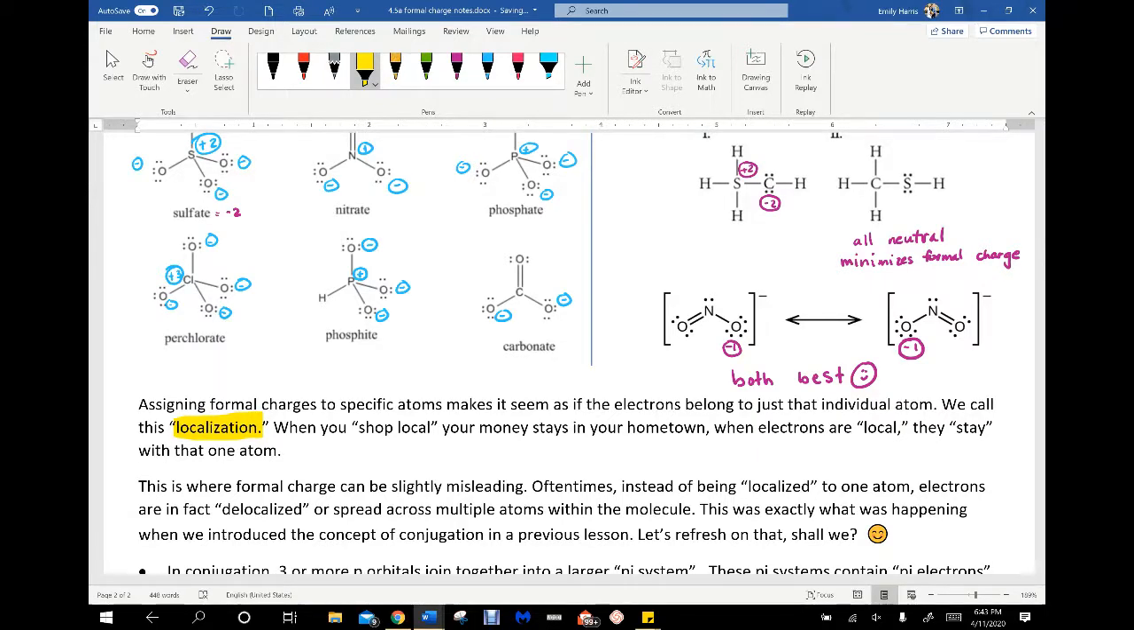And so just like when you shop local, your money stays in your hometown, when electrons are, quote, local, they stay with that one atom, all right? And so this is where sometimes formal charge can be a little misleading, because oftentimes, instead of being localized to one atom, electrons are in fact delocalized, or spread across multiple atoms within the molecule. This was exactly what was happening when we introduced the concept of conjugation in a previous lesson.